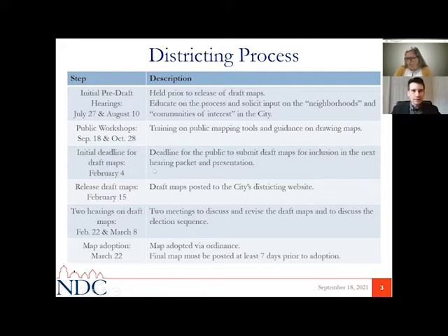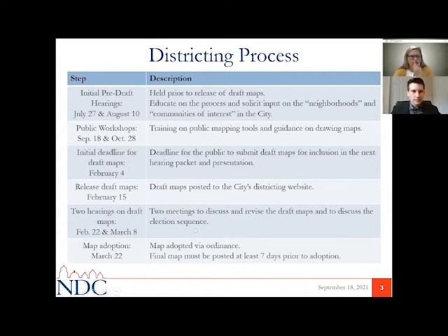to allow us, your demographers, time to process all the submissions, present them in a common format, and post them onto the city's districting website. That will be on February 15th. That will allow time for people to go to the website and look at all the submissions before the first of 2 public hearings that are supposed to take place after the draft maps are posted. These will be to discuss and revise the draft maps if necessary, and to discuss the election sequence.